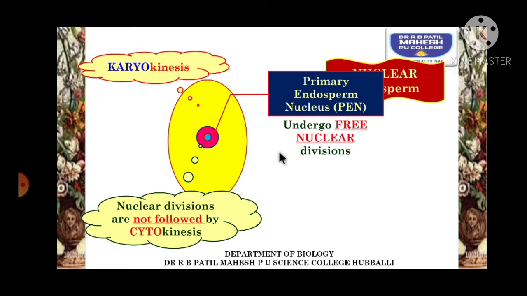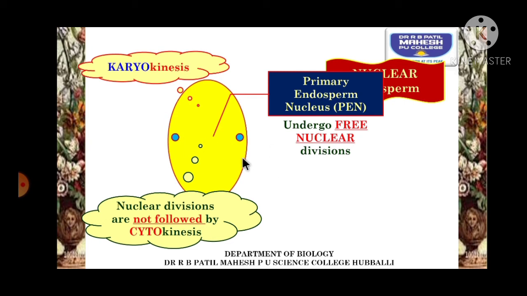So what is cytokinesis, students? There should be the formation of what? Cell wall. Correct. So that will not occur, only the nuclei will be formed. So such a type of endosperm where a newly formed nucleus will not get surrounded by cell wall is called what type of endosperm? Nuclear endosperm.